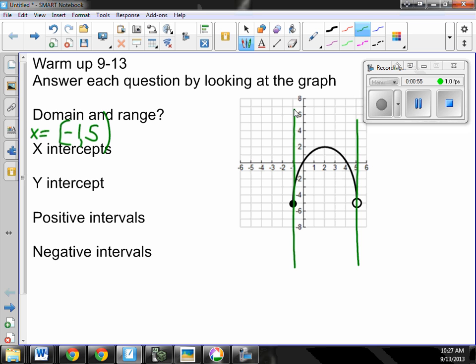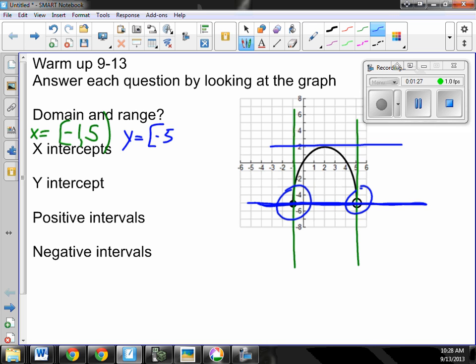My range is a list of all y values, so from here to here. What's the bottom end on my y values? -5. Does -5 count? Well, let's look. Here's the line. Does that line hit the graph? Well, it misses on the right side, but it hits on the left side. So it does include -5, so we put a bracket.